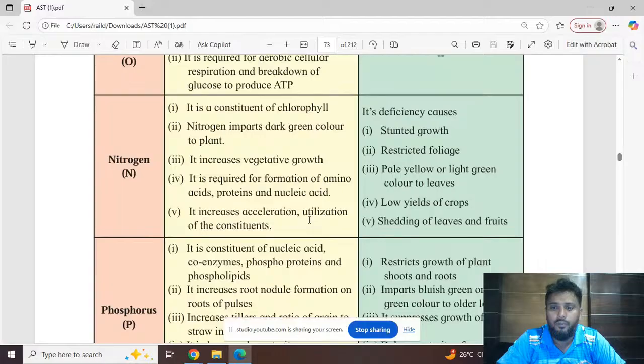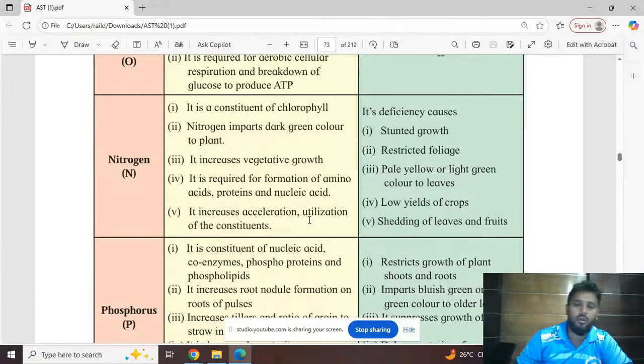Low yields of crop. If vegetative growth is low, definitely reproductive growth will be low. And the last one is shedding of leaves and fruits. If nitrogen content is low, the leaves are going to fall, the fruits are going to fall. Okay, they are not going to remain attached to the plants. So these are the very important functions as well as deficiency symptoms of nitrogen.